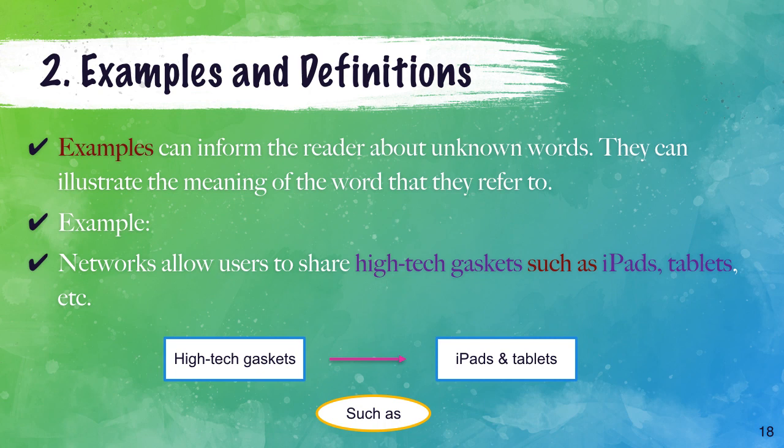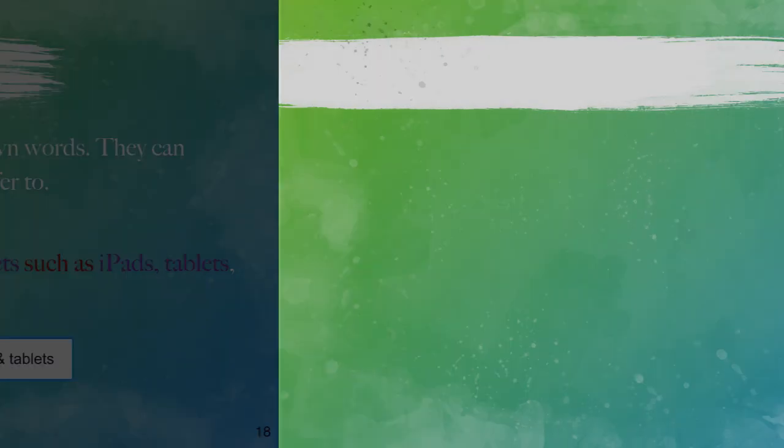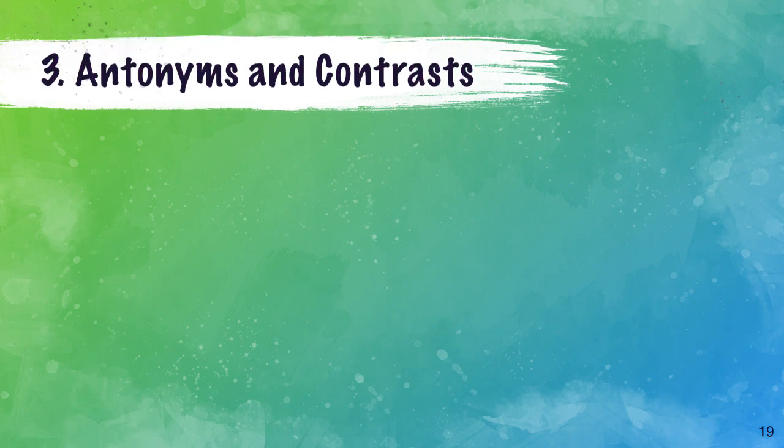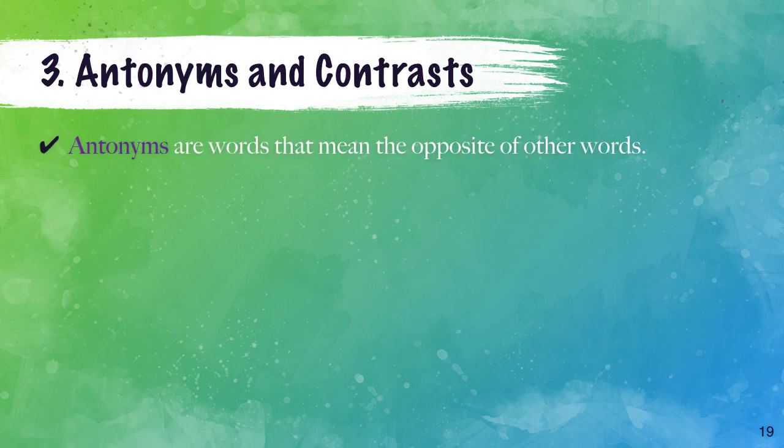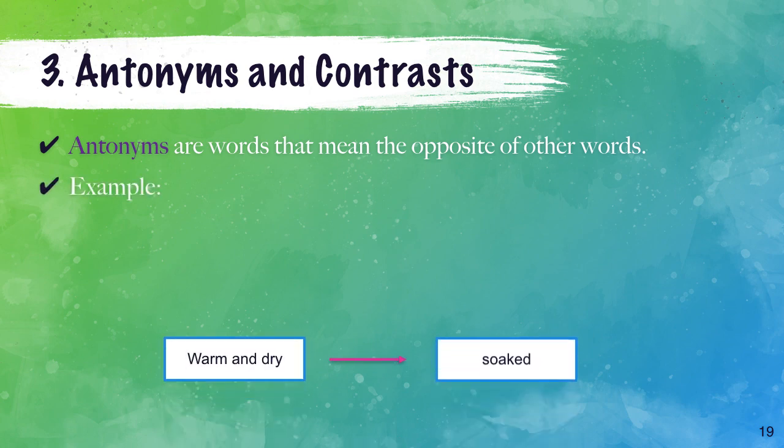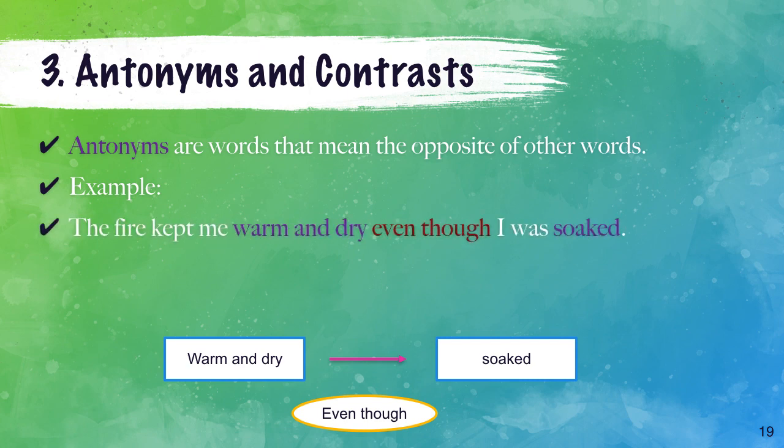Now let's move to the last clue, which is antonyms and contrasts. Antonyms are words that mean the opposite of other words. For example, the fire kept me warm and dry even though I was soaked. So warm and dry are completely the opposite of the word soaked. How do we know? Because we have here a signal word, even though, which shows that we have here opposite or contrast.